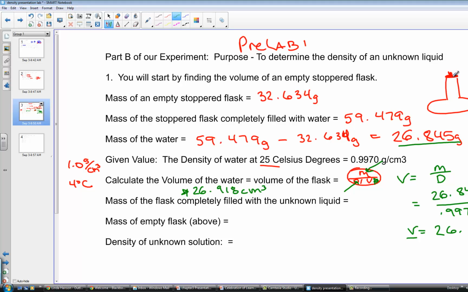I'm going to stopper that again to be sure there's no air gaps. That's the critical part. I don't want any empty space in there. So I fill it so full that even when I put the lid on, it's going to overspill a little bit. And I weigh it again.